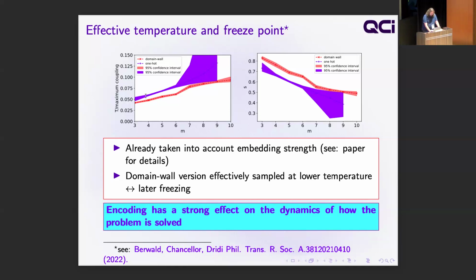And so here are the values. We can see for 1 hot, you're effectively at a higher temperature, which means you're freezing earlier in the anneal. And there are all kinds of details to get this calculation right. You have to consider the embedding strength. Here, the embedding strength we ended up using, just using the default protocol, was actually slightly worse for domain wall, but it still came out ahead because of this later freezing.